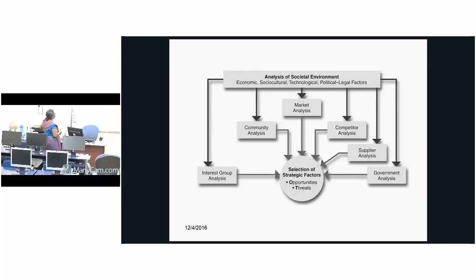So, if you refer to this diagram, you can understand the different types of analysis you can do under environmental scanning. Analysis of the societal environment: you do interest group analysis, community analysis, market analysis, competitor analysis, supply analysis, government analysis. Different types of analysis you do.